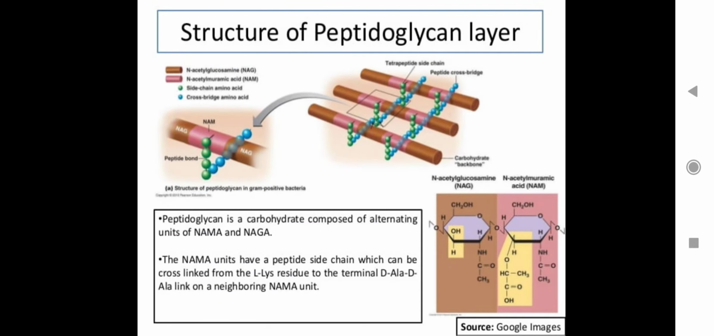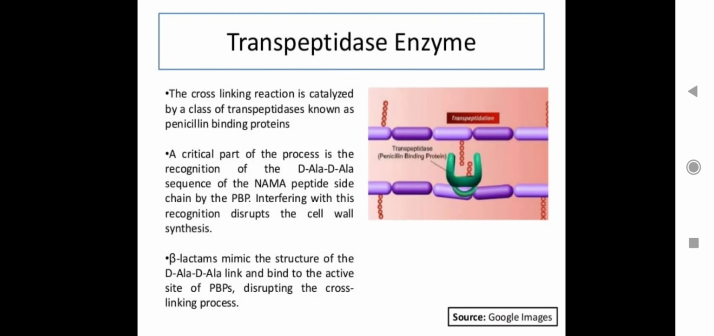Structure of peptidoglycan. The peptidoglycan is a carbohydrate composed of alternating units of N-acetyl muramic acid and N-acetyl glucosamine. NAM polymer. Transpeptidase enzyme. This enzyme is important in the cross-linking reaction. So the transpeptidase is also called penicillin binding protein.